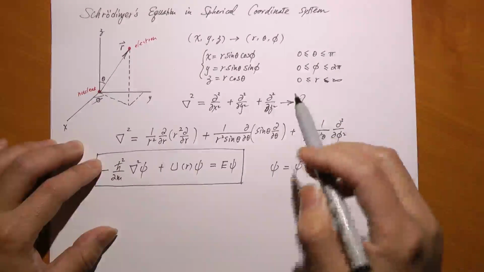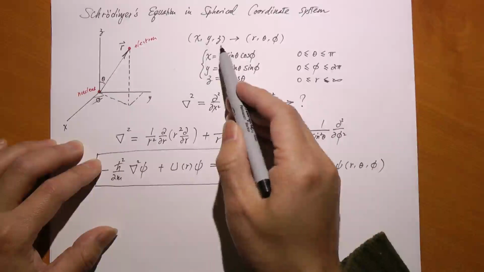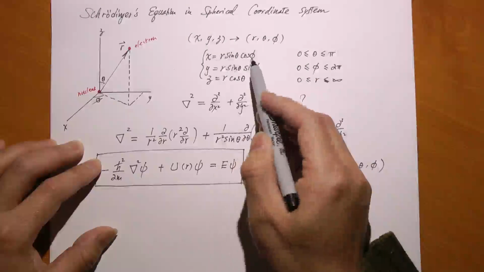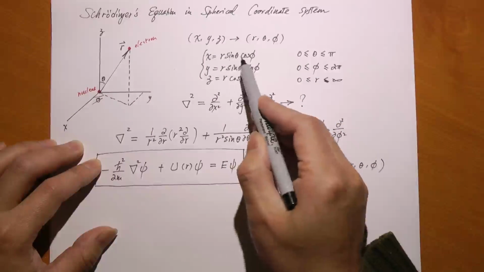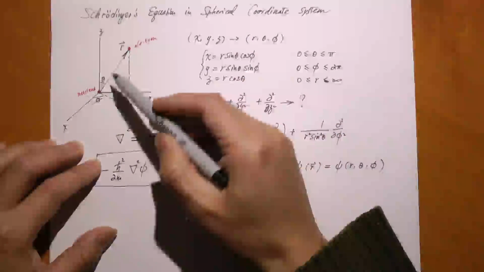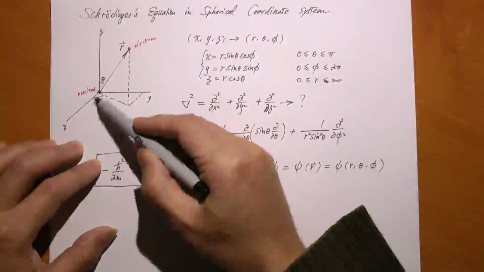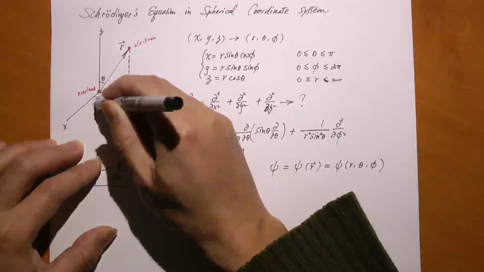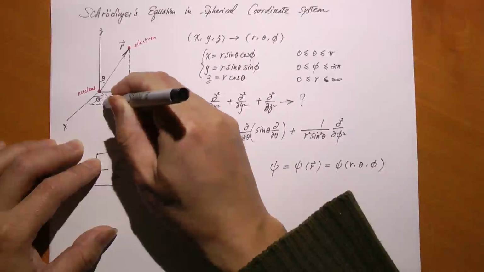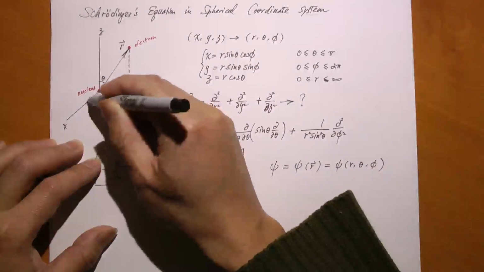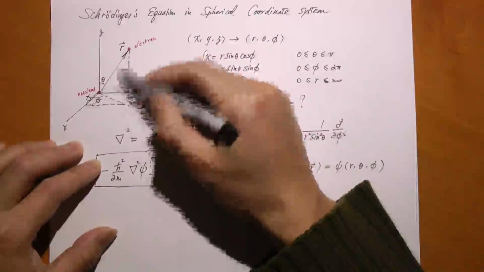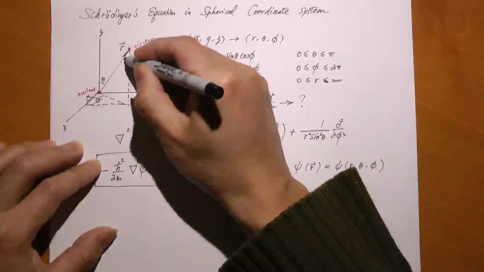So we need to transfer from the Cartesian coordinate system to the spherical coordinate system. And here is how we transfer. x equals r sine theta cosine phi, for example. What is x? This is x, from here to there. So if I draw it, this would be x. To get x, I start from r. This angle is theta.